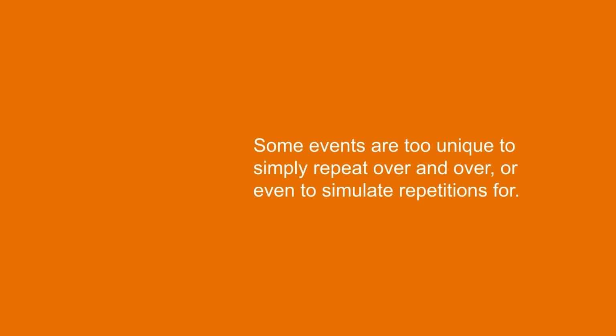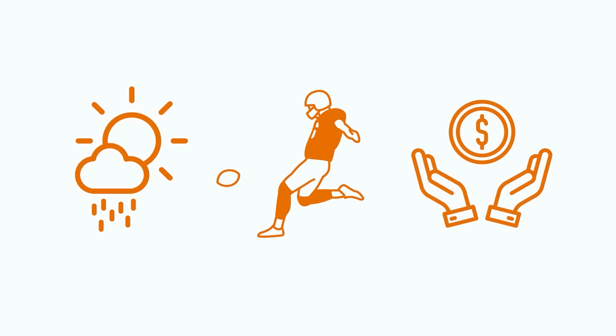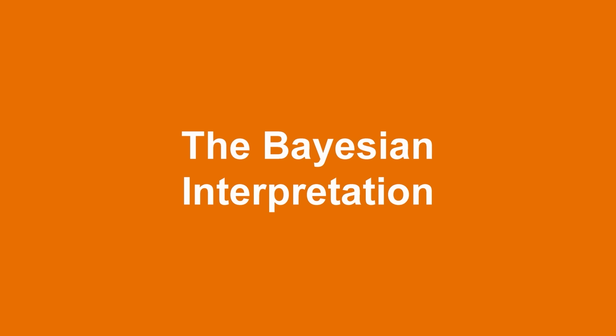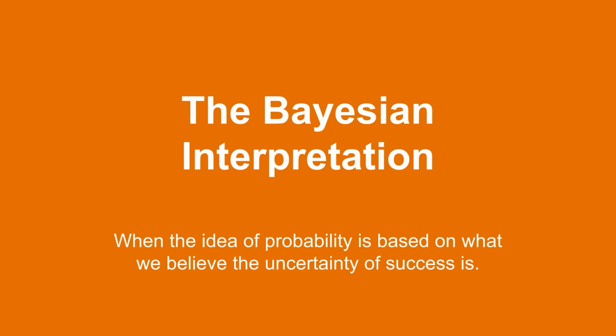Some events are just too unique in terms of the context and surrounding factors to simply repeat over and over, or even to simulate repetitions for. Things like the weather, sporting events, financial risks. A lot of things rely more on information and our beliefs about the uncertainty of a potential outcome. We call this the Bayesian interpretation of probability, basing our idea of probability on what we believe the uncertainty of success is. There are advantages and disadvantages to both interpretations.